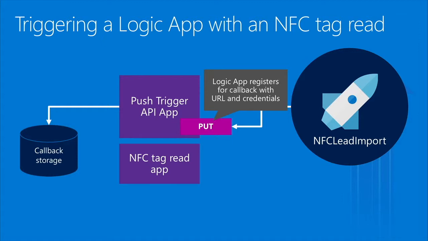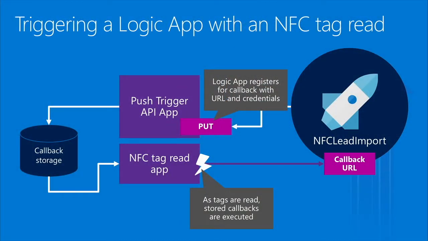Now that API app is going to have an API that allows an HTTP put request to be sent to it from a logic app that says, I'm interested in tag reads. In this case, that request is going to contain a URL with credentials necessary to call back to that logic app when we actually have that data available. Now, it's the key responsibility of that push trigger API app to store that callback information, the URL, with the credentials in some sort of storage mechanism. From there, anytime we actually have an event within our application, so a tag is read or something like that, we can retrieve that data from the callback store about where to call back the logic app, and we can send a request to say we have the data.